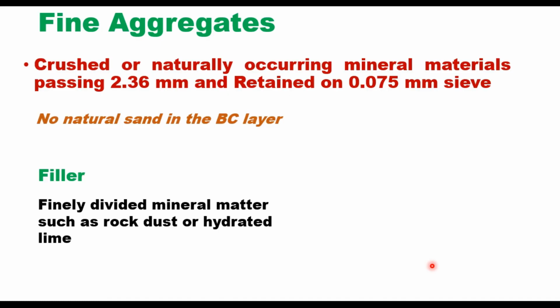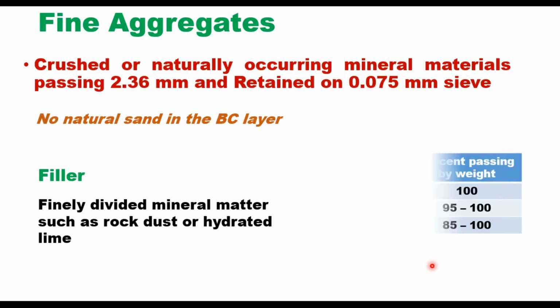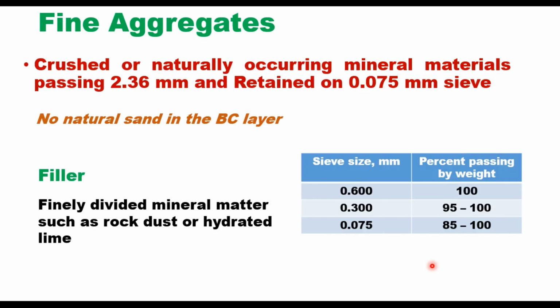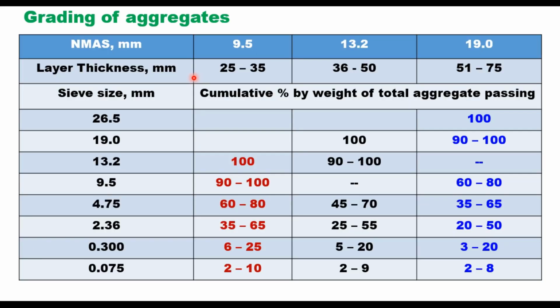The filler is either rock dust or lime having the grain size distribution as given here. It should pass 100% through 600 micron sieve and 85% to 100% through 75 micron sieve. Grading of aggregate depends upon layer thickness, and as per IRC and MORTH, the BC layer can be laid in a thickness of 25 to 35 millimeter, or 36 to 50, or up to 75 millimeter. And accordingly, nominal maximum aggregate size is specified, and these are the gradings to be met at site.